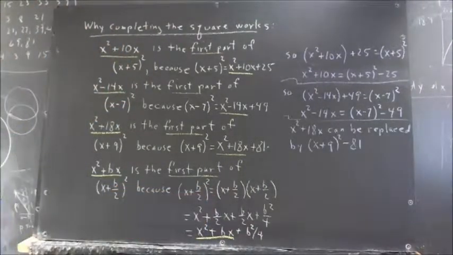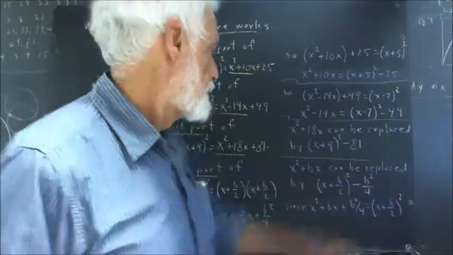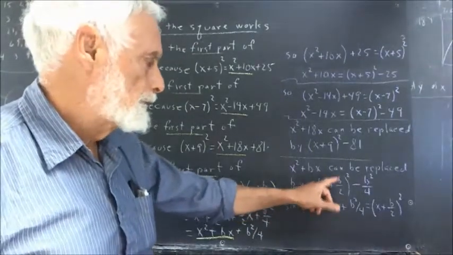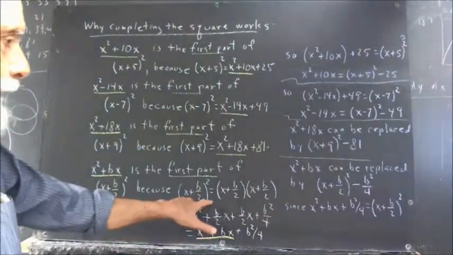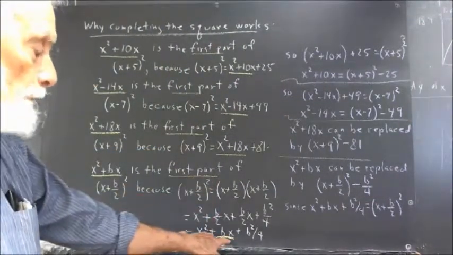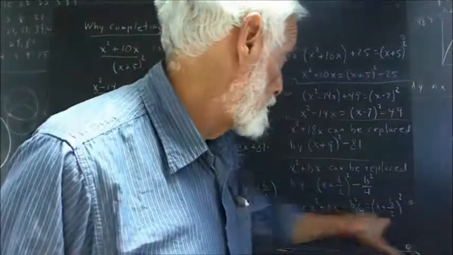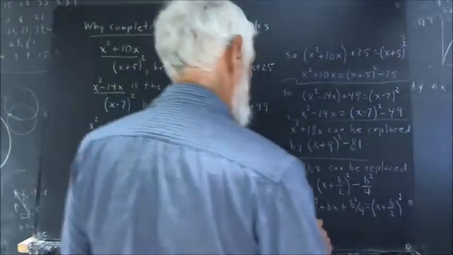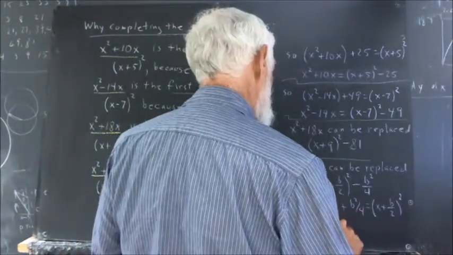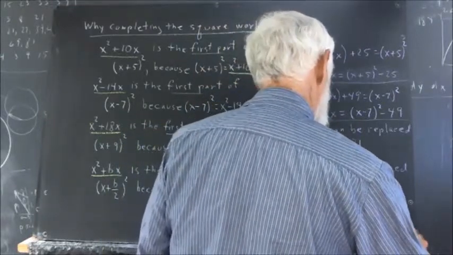What can we do here? Okay, so I say x squared plus bx can be replaced by what? Well, it's going to be replaced by the quantity x plus b over 2 squared minus b squared over 4. Why is that? Because x plus b over 2 squared equals x squared plus bx plus b squared over 4. Just square this and you get this. So this squared equals this. So if we subtract b squared over 4 from both sides, we end up with x squared plus bx equals x plus b over 2 quantity squared minus b squared over 4.